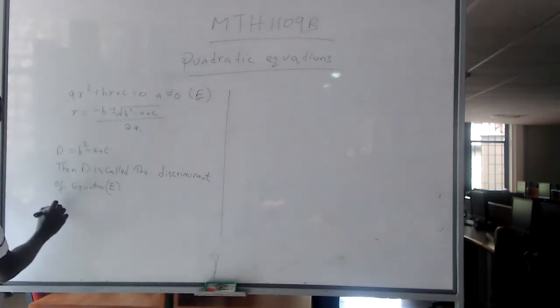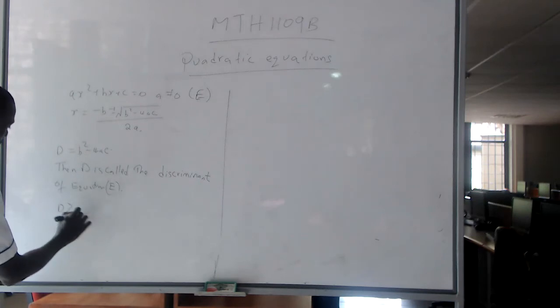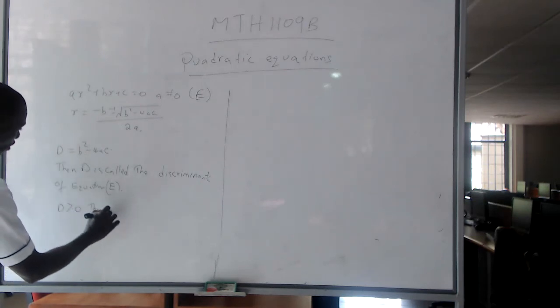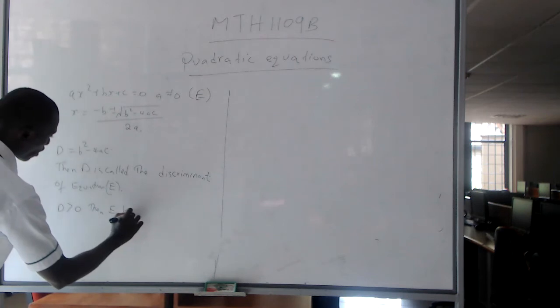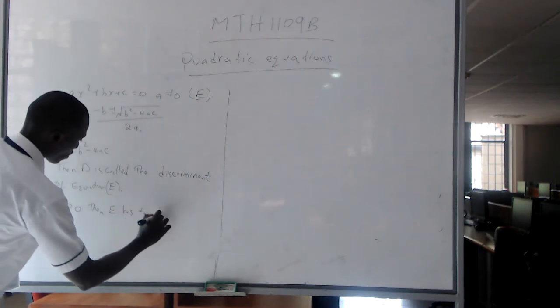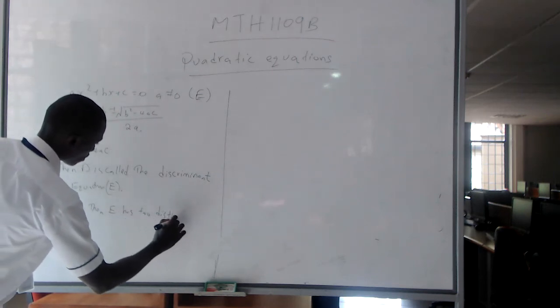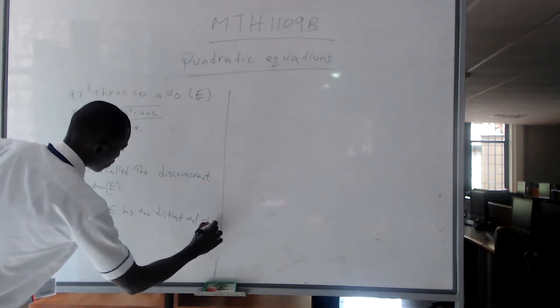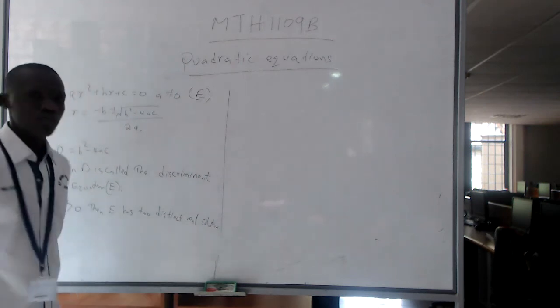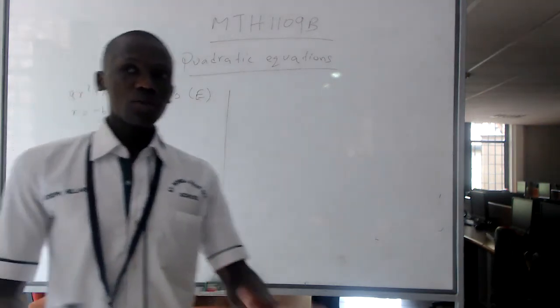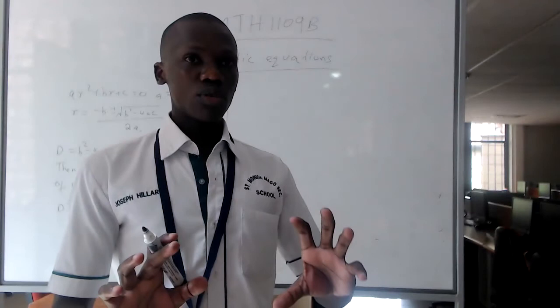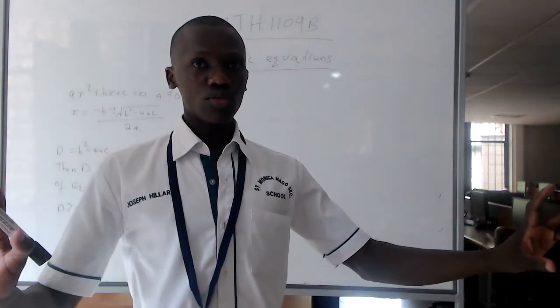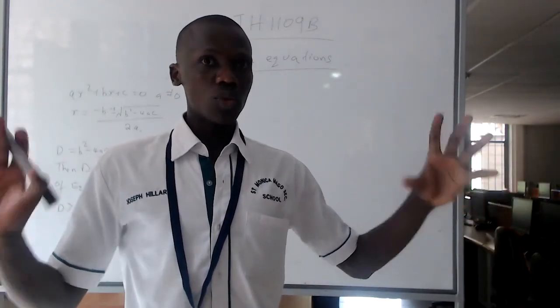So some notes. If D is positive, then E has 2 distinct real solutions, which means the solutions are different from each other. For example, there's an example where I gave you that the equation has -1 and -3 as roots. So -1 and -3 are different. That is what we mean by distinct.